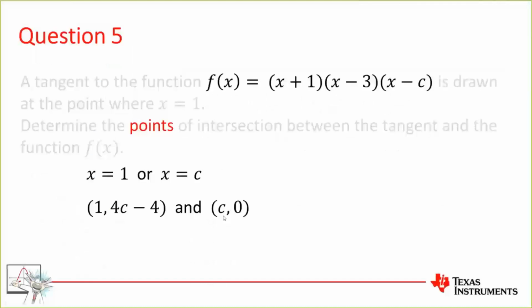So our solution seems to be correct. In this case, I've used the TI-84 calculator to, in a sense, verify the solution that it's crossing at the point C, 0. So my by hand solution is being validated with the calculator solution.